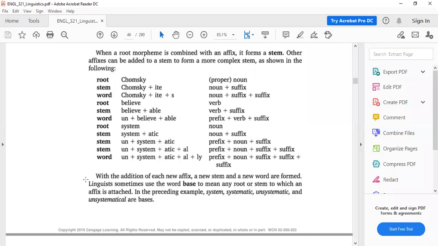So some linguists use the word base to mean any root or stem to which an affix is attached. So the word base is used to refer to any root or stem. According to this use, the words system, systematic, unsystematic, unsystematical are all bases. And only unsystematically is a word according to this definition.